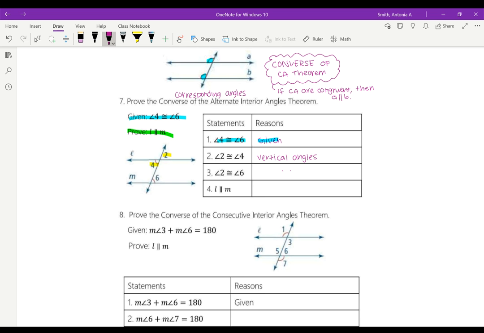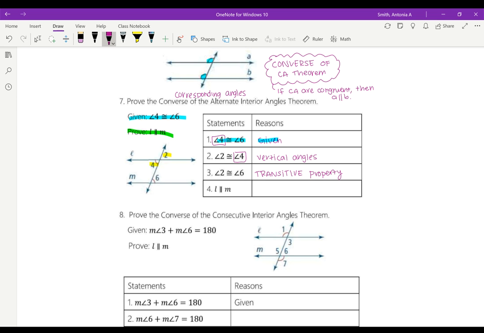Let's look at number 3. Angles 2 and 6 are now congruent. Okay. Well, what do I know about angle 2? We know that it's congruent to angle 4. And what do I know about angle 6? It's also congruent to angle 4. So angles 2 and 6 are both congruent to angle 4. So if they are congruent to the same thing, then they must be congruent to each other. And that is that transitive property again.